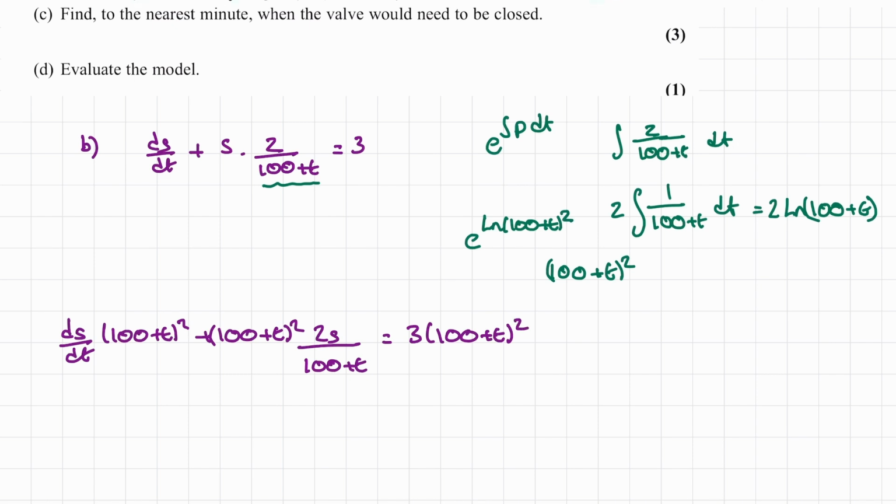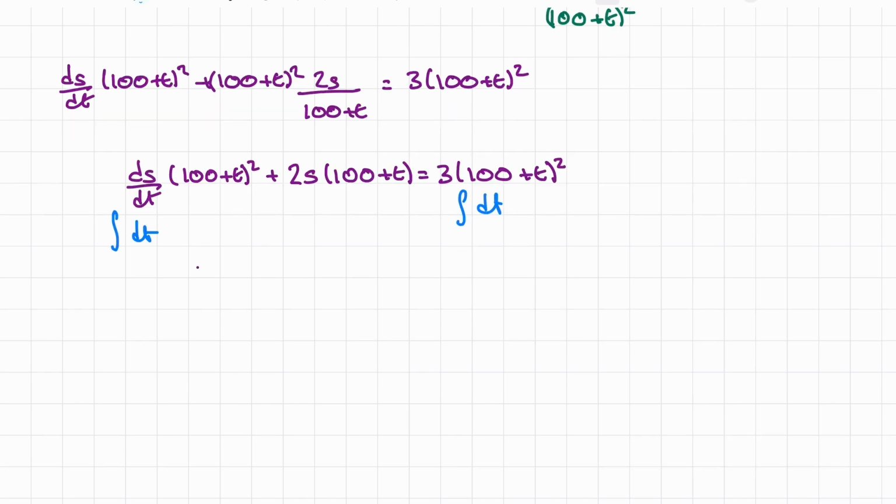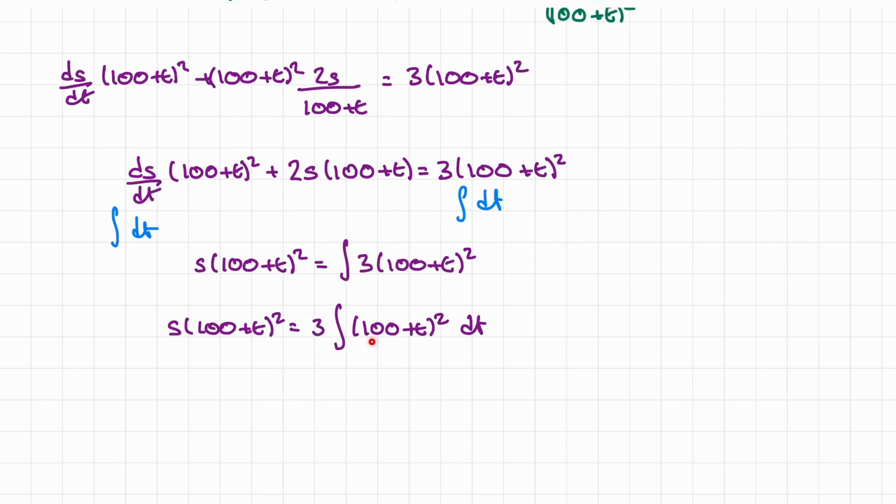And now you can see that this will cancel with this one. So now we can integrate both sides with respect to t. And this becomes s multiplied by (100 + t)² will equal the integral of 3 multiplied by (100 + t)². Now we can evaluate this integral. We'll pull the 3 out in front, and we can integrate this using the reverse chain rule.